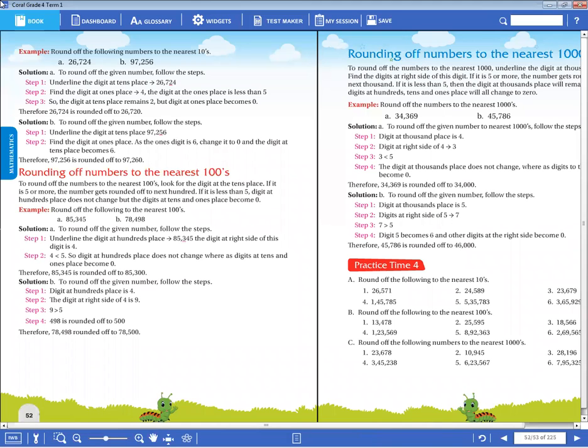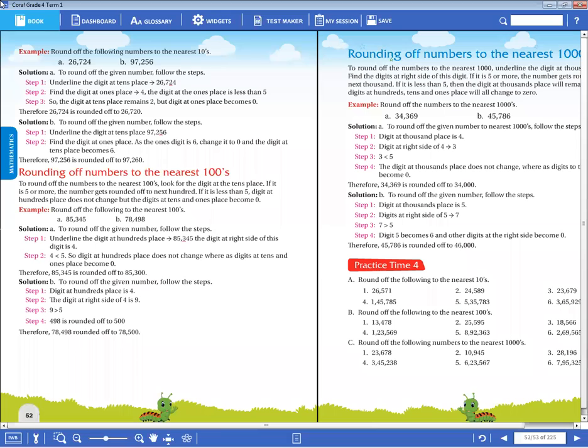46,300. No, Mokshi. First of all, write down the number. 46,325. Very good. It's the correct answer. 46,300 only it will come, because in the tens place, what have they given? 25. 25 is less than 50, no? So we have to take the same hundreds only. Okay, very good.